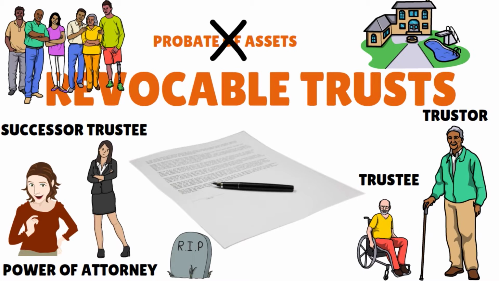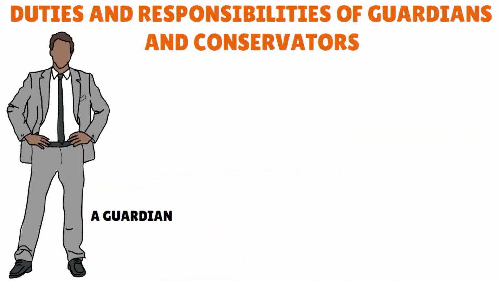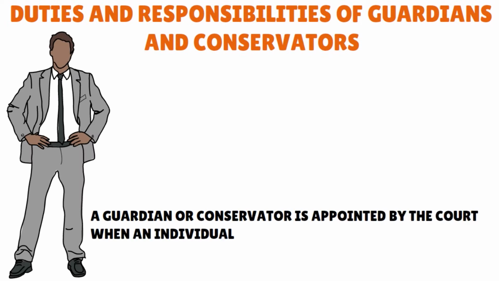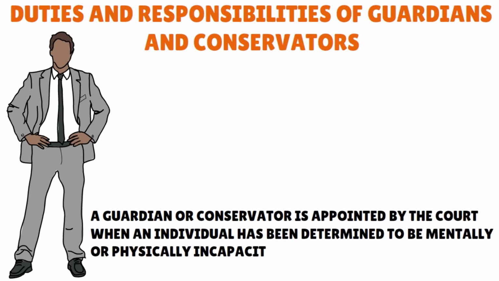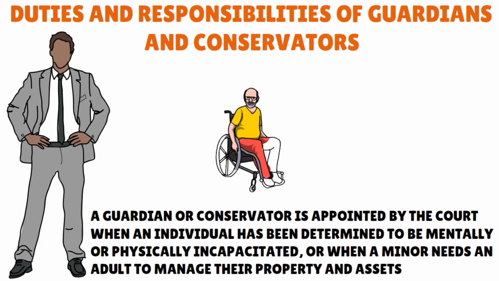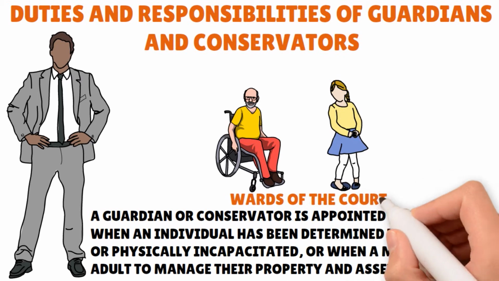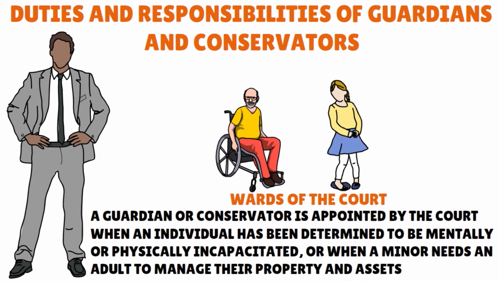Now, let's talk about the duties and responsibilities of guardians and conservators. A guardian or conservator is appointed by the court when an individual has been determined to be mentally or physically incapacitated, or when a minor needs an adult to manage their property and assets. Those in need of such care are referred to as wards of the court. Wards of the court, WARDS.